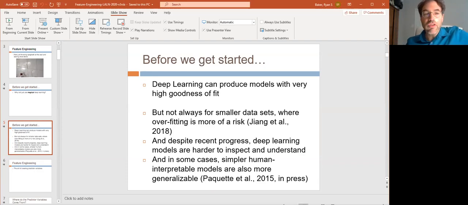Well, my answer for that, glad you liked the question. My answer for that is deep learning is pretty good at producing models with very high goodness of fit. But it's not always true for smaller data sets where overfitting is more of a risk. You know, the more flexibility of fit your modeling approach has, the more risk you have of overfitting. And deep learning fits pretty tightly. Also, despite recent progress, and there has been a lot of work on interpretable AI focused on deep learning, deep learning models are harder to inspect and understand. And in some cases, simpler human interpretable models are also more generalizable.